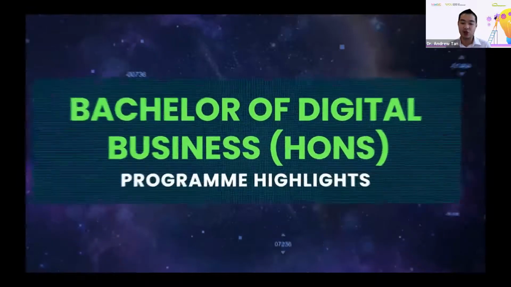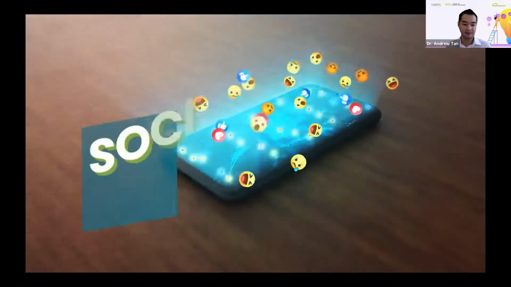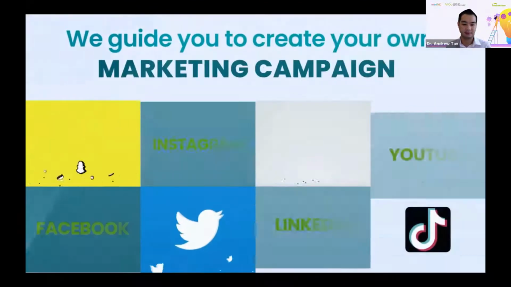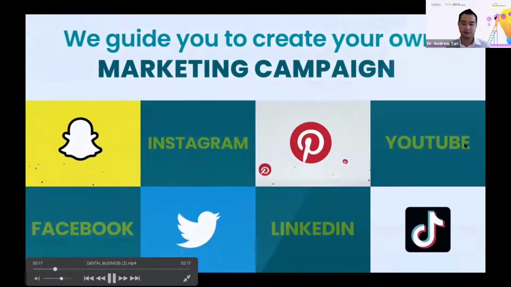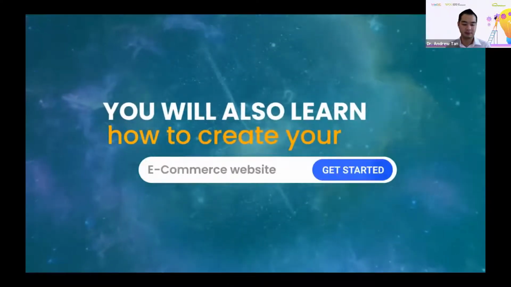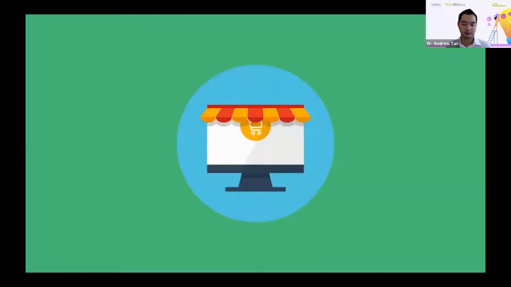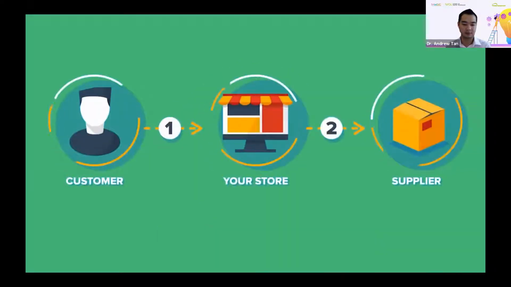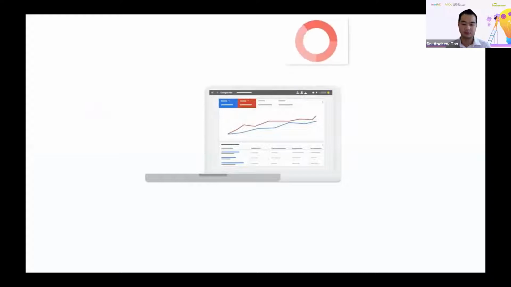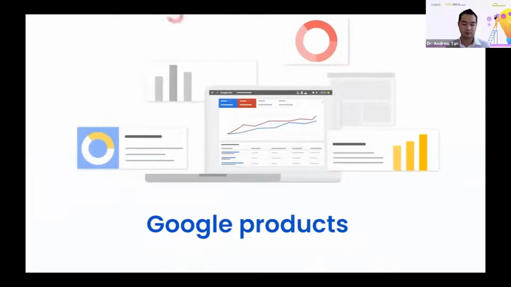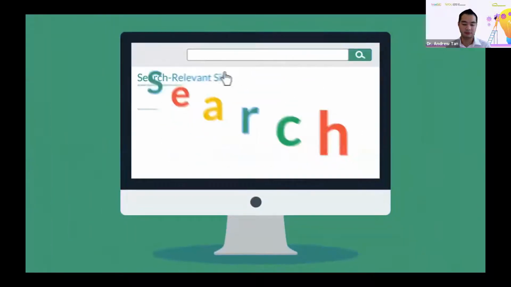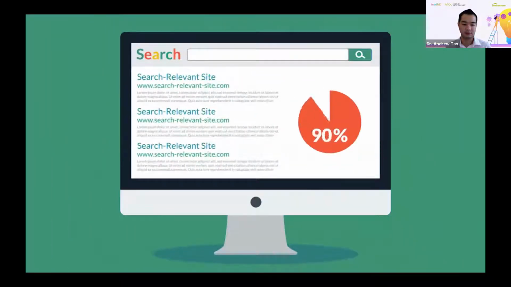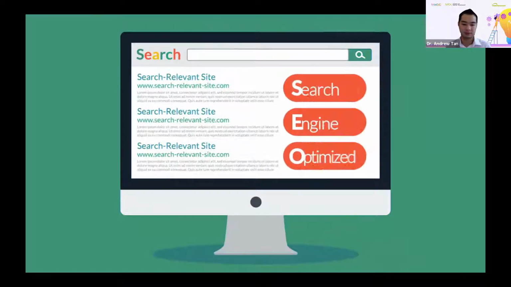So as you can see, this is the digital business. In the first year, we will teach you about social media marketing. In this module, we guide you to create your own marketing campaign in Facebook, Instagram, LinkedIn, Snapchat, YouTube, Twitter, and Pinterest. You will also learn how to create your e-commerce website with Shopify. In this module, you will be exposed to the skills to manage your e-store, dropship with Oberlo, and integrate your social media marketing to promote your store. You will also be exposed to Google products, like how to set up your Google Ads, incorporating Google Analytics into your website, and doing on-page and off-page SEO to boost your website visibility in Google search engine.